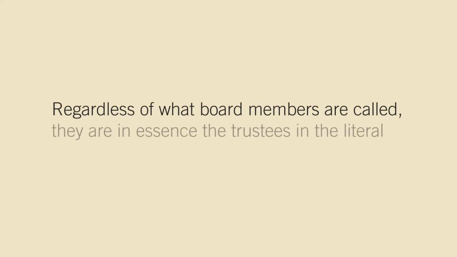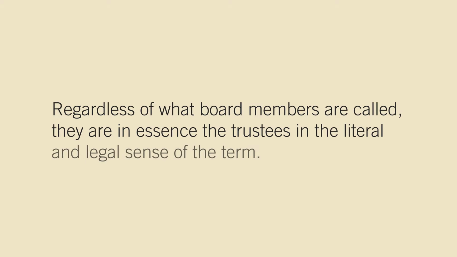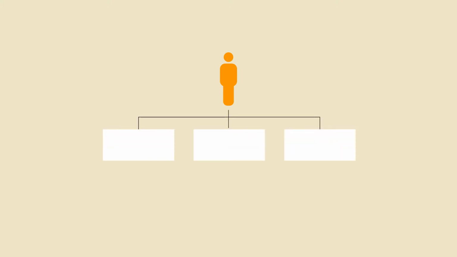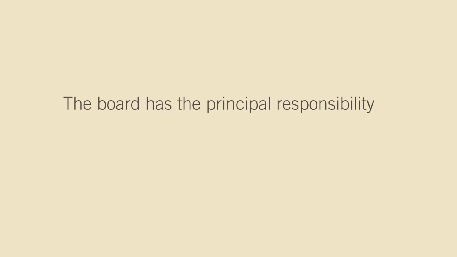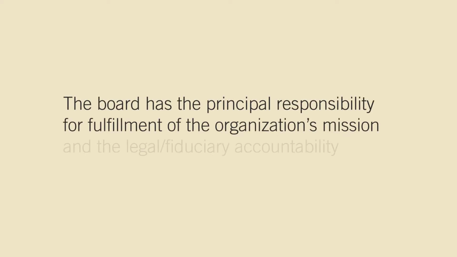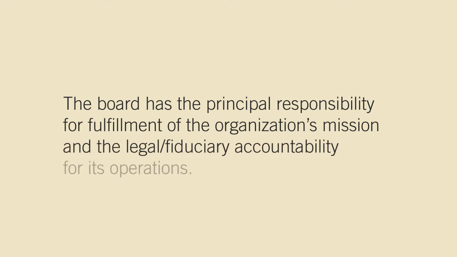Regardless of what board members are called, they are in essence the trustees in the literal and legal sense of the term. No matter how the organization is structured or the degree of authority delegated to staff, committees, or affiliates, the board, and therefore the individual trustees, are ultimately responsible. The board has the principal responsibility for fulfillment of the organization's mission and the legal fiduciary accountability for its operations.